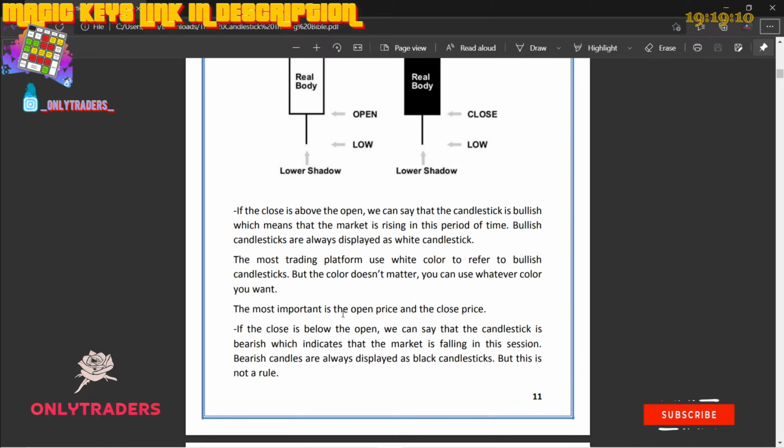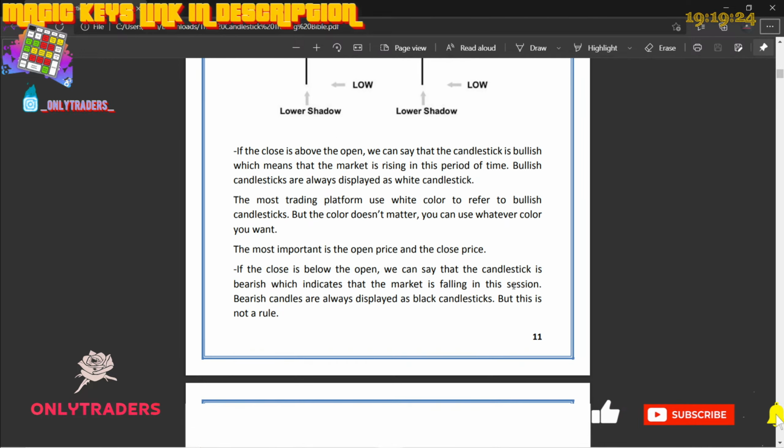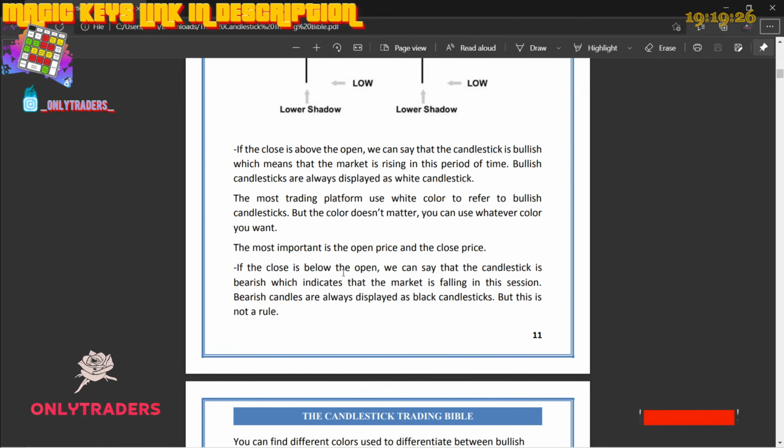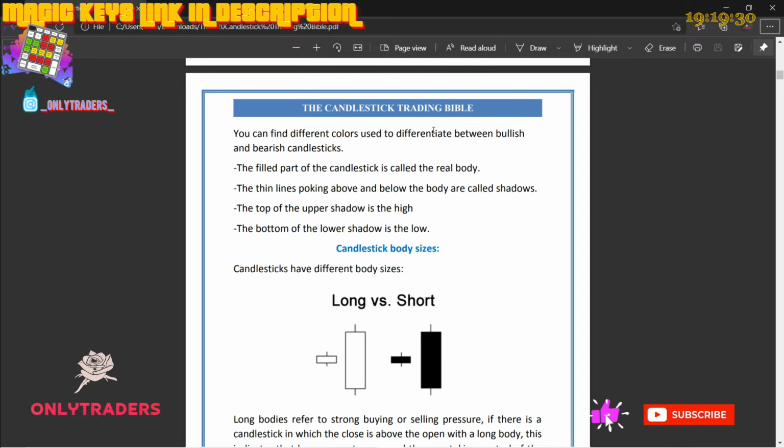So if the close is above the open, we can say that the candlestick is bullish, which means the market is rising in a period of time. Bullish candlesticks are usually displayed as white or green. And bearish candles are usually red or black. So you can find different colors used between bullish and bearish candles.